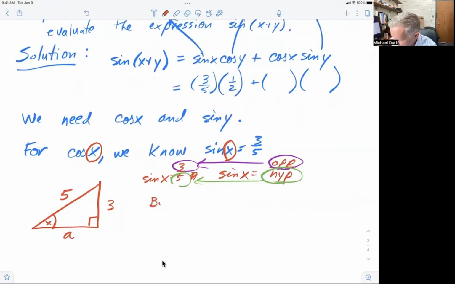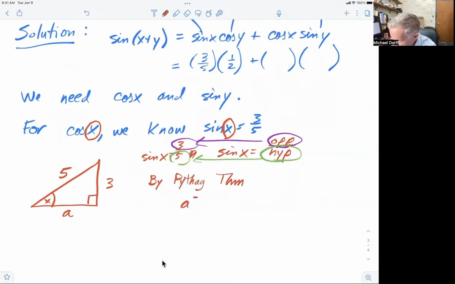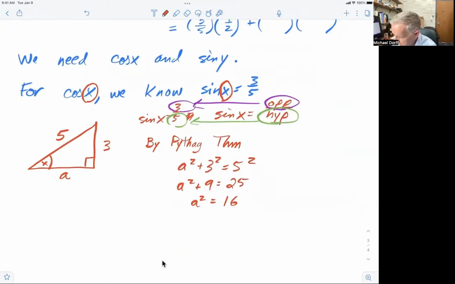And then by the Pythagorean theorem, we know that a squared plus 3 squared equals 5 squared. So I get a squared plus 9 equals 25, or a squared equals 16. I take the square root of 16. That means what number times itself is 16. It could be 4 or -4, but we're only dealing with positive lengths, so we're going to say a equals 4. And so what is cosine of x?